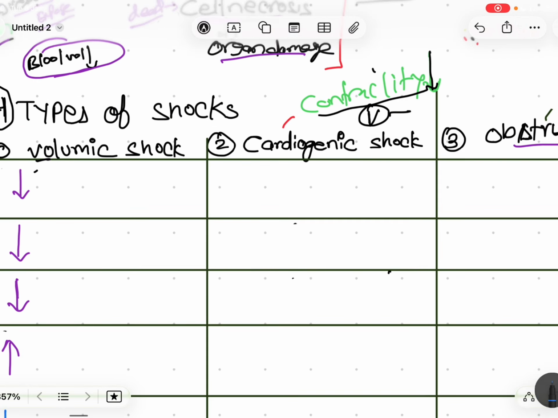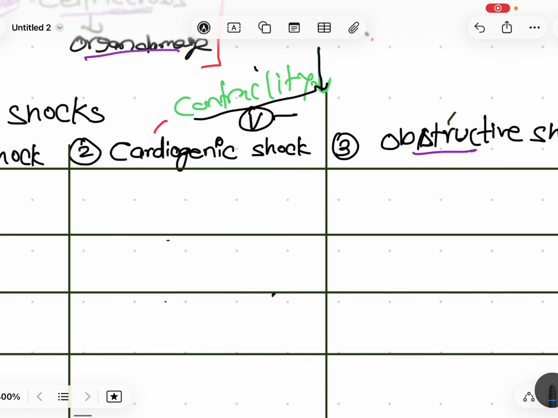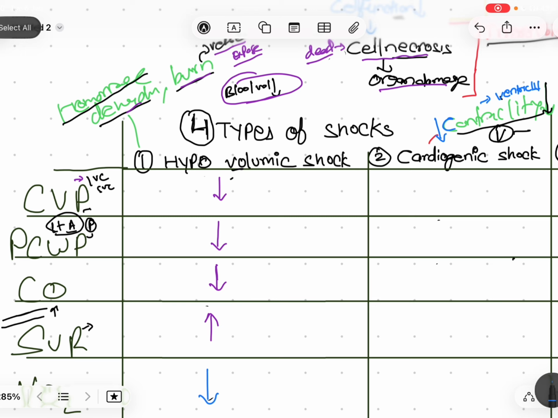If we look, the second type is cardiogenic shock. Cardiogenic shock happens due to the decrease in contractility. Contractility basically means the ventricle contracts very little. Atria and ventricle both contract, but generally we consider the ventricle. So here in CVP, central venous pressure, what happened? I think there is no change.